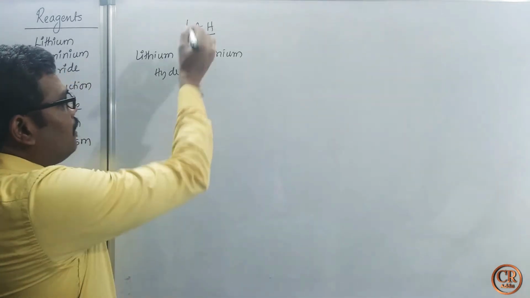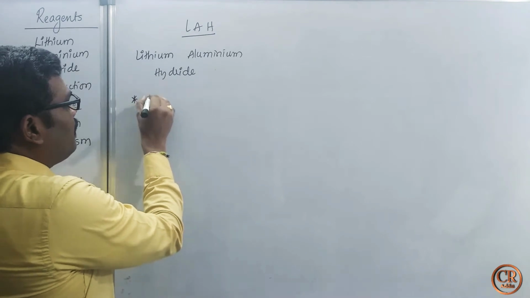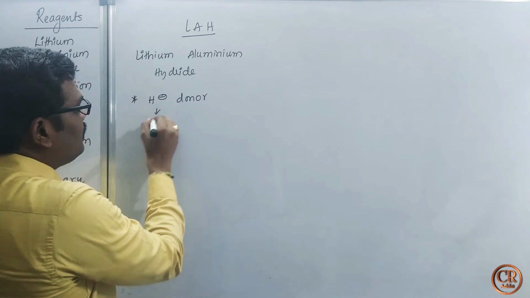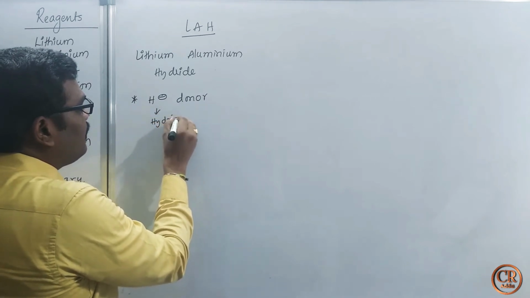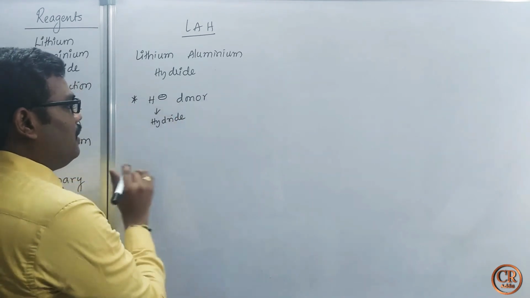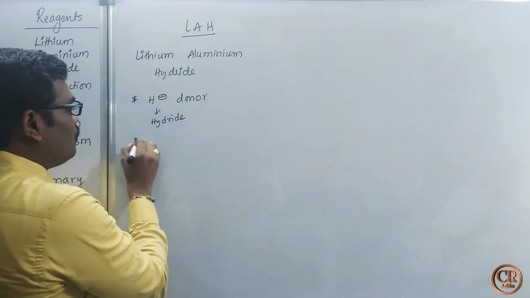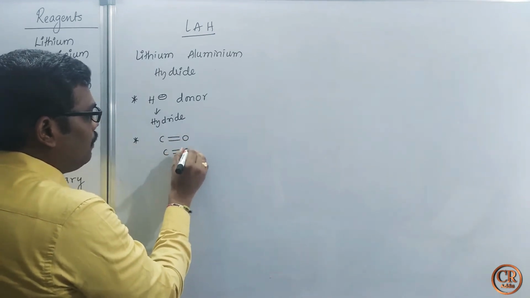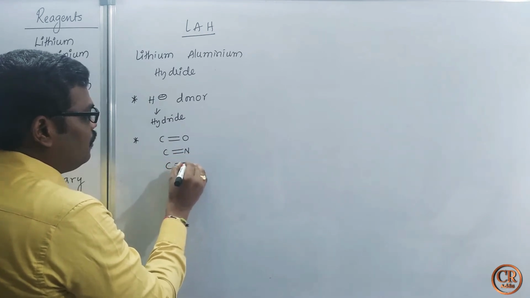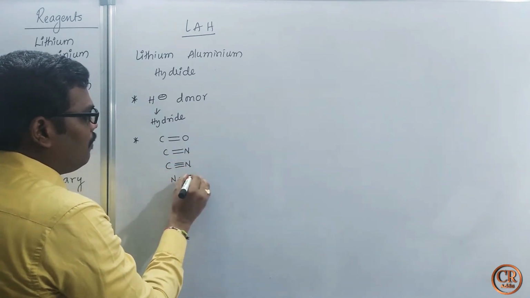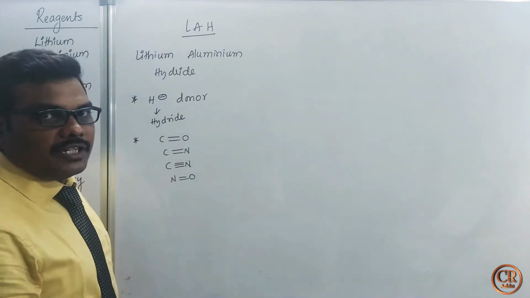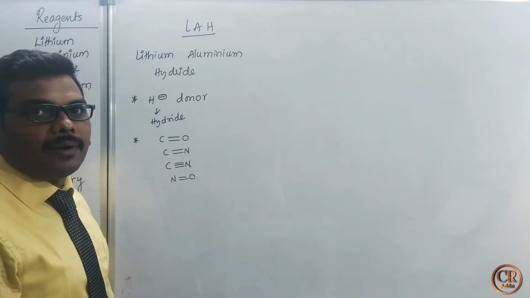Now we'll see lithium aluminum hydride is a H minus donor. Here H minus is nothing but a hydride ion. So it is a hydride ion donor to compounds having C double bond O, C double bond N, C triple bond N, N double bond O. So this is mainly the introduction of lithium aluminum hydride.